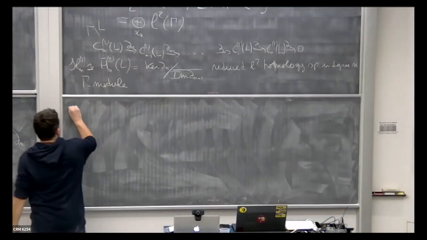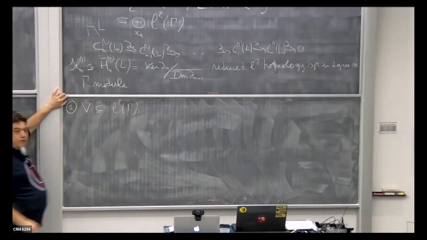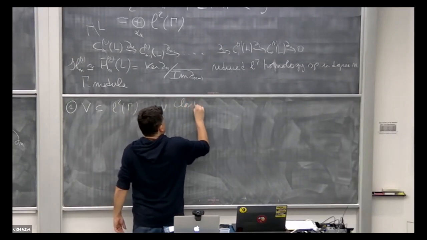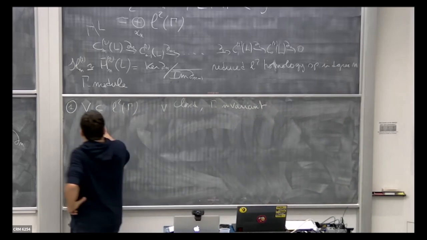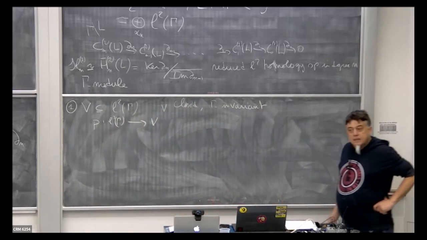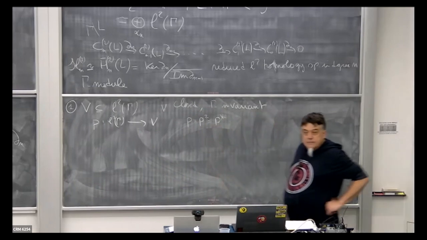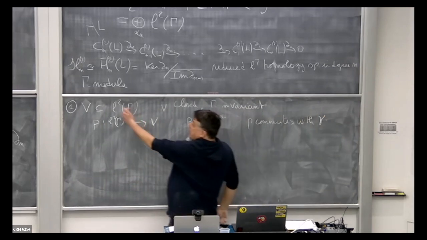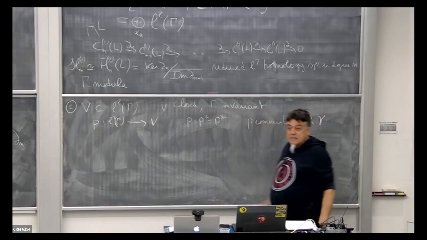So first of all, I will explain the situation when V is a subspace of L2 of gamma, just one copy, and V is closed and gamma invariant. You take the orthogonal projection from L2 of gamma to V. I remind you that this means that P equals P squared equals P star. And I claim that P commutes with gamma. Gamma acts by left multiplication here. I claim that this P onto an invariant subspace commutes with gamma.